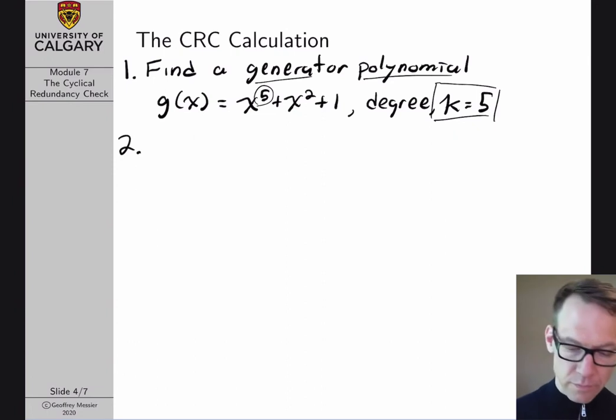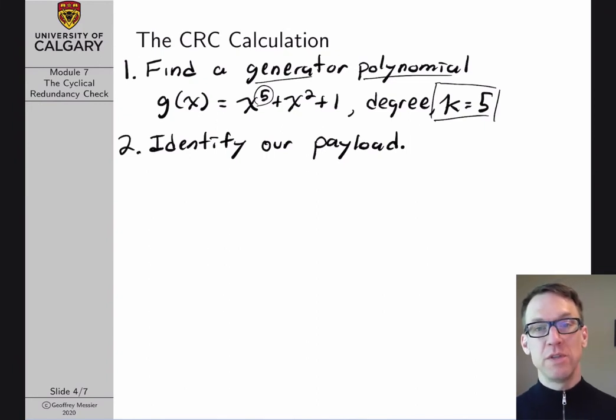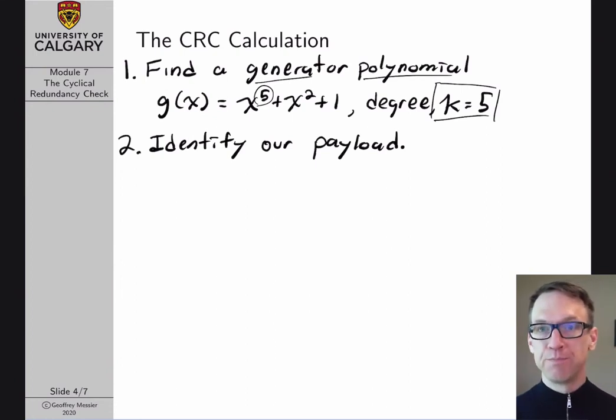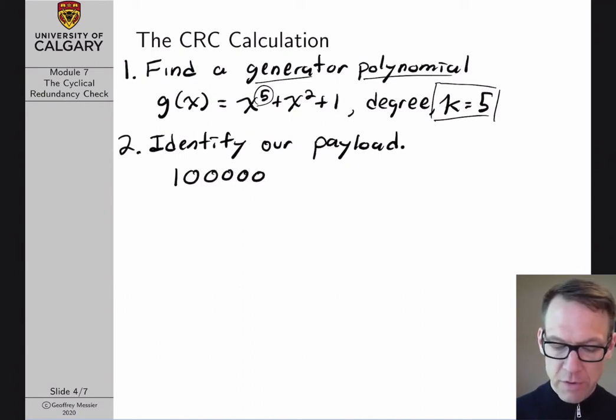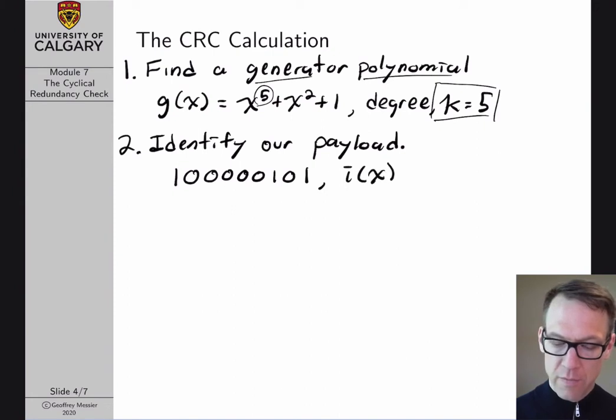Step two is just to identify the payload. What's the information sequence that we want to protect with our CRC error detection scheme? For this example, let's say that our payload is 1 0 0 0 0 0 1 0 1, that's a 1, five 0s, then 1 0 1. If this is our information, we can also represent this as the polynomial I, which is equal to, in this case, x to the 8 plus x squared plus 1.